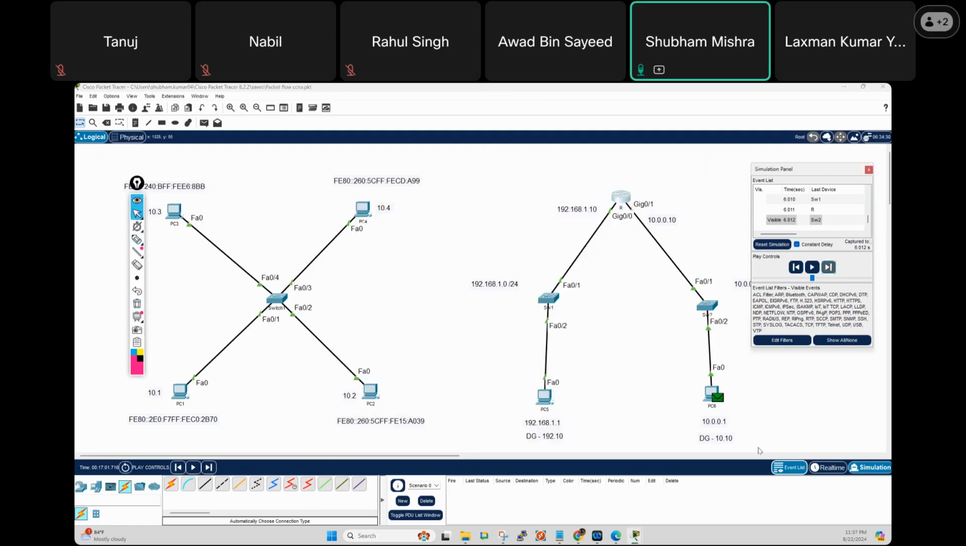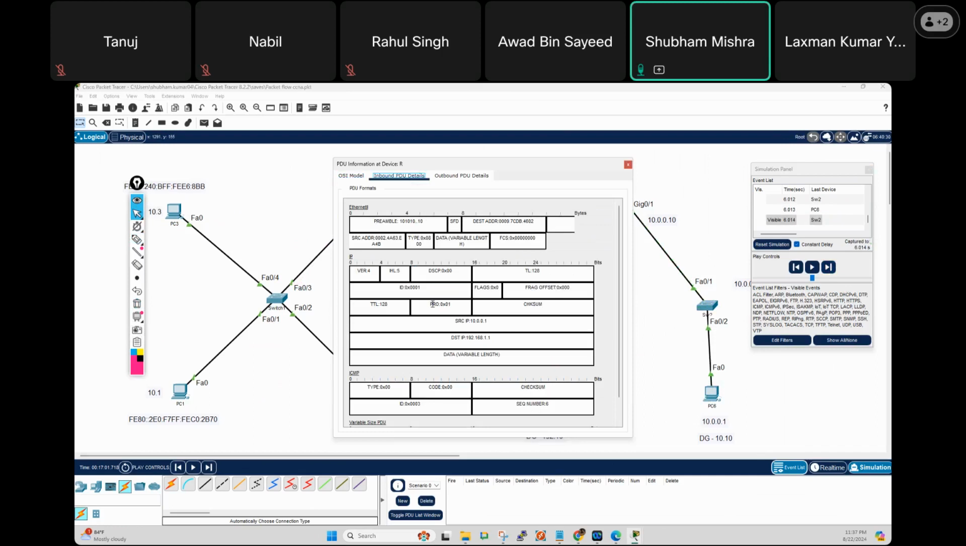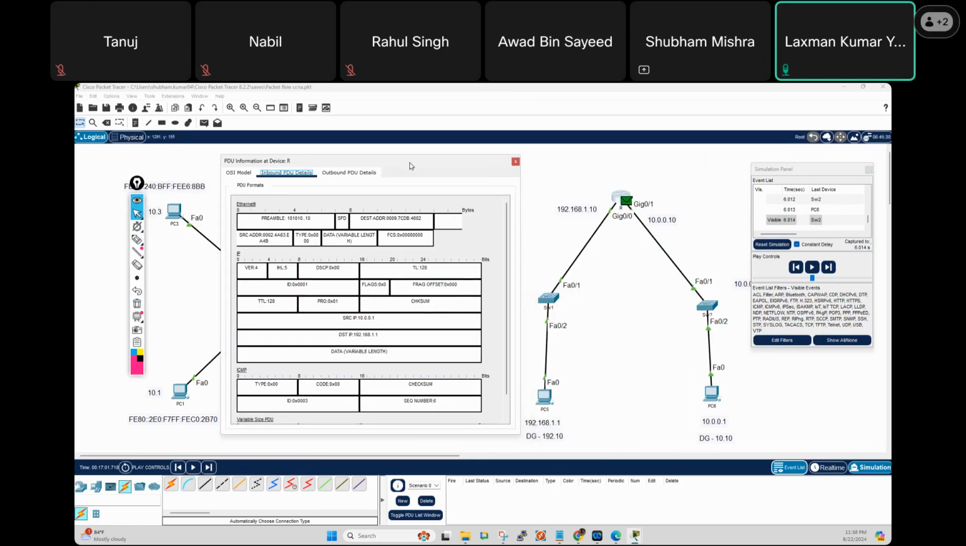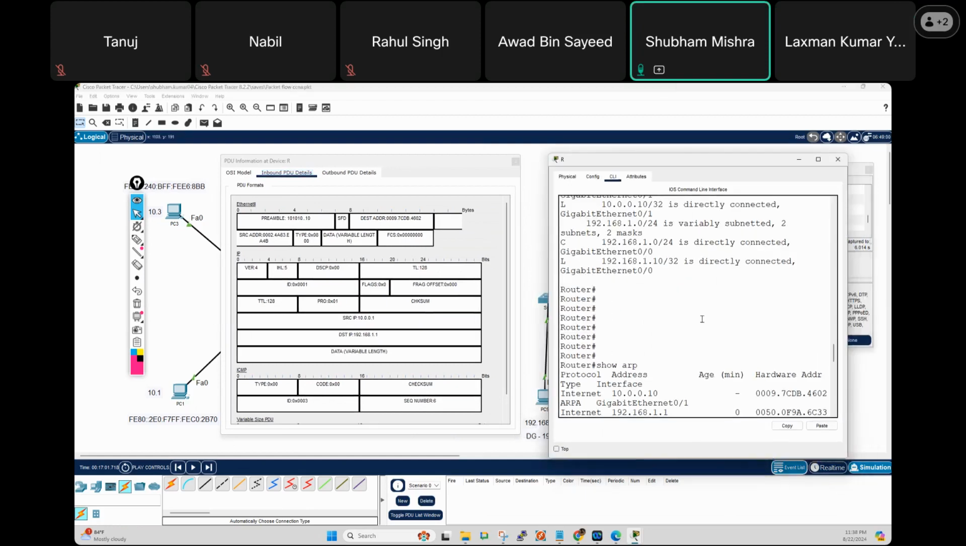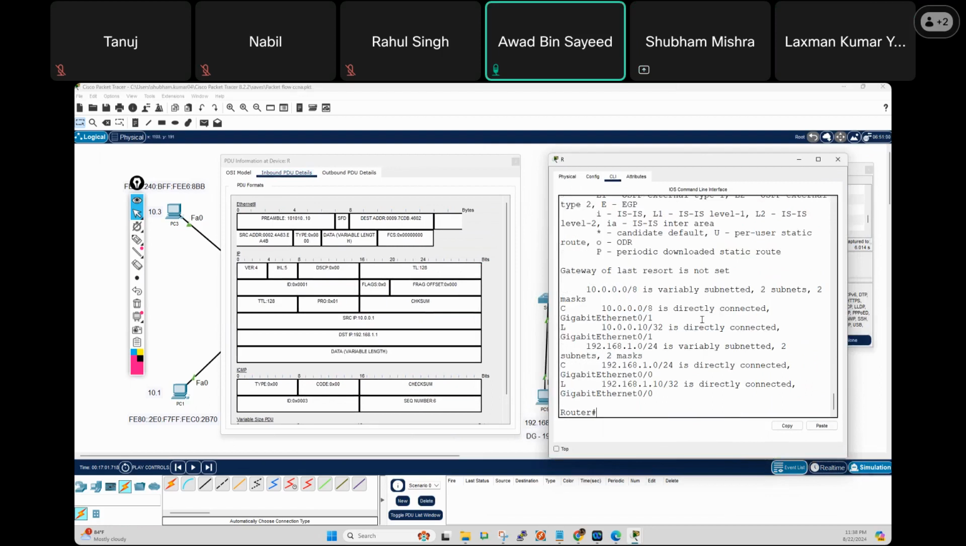Packet reaches the switch, forwards to where? Router. What will the router do? Router first of all opens this packet and checks what is the destination IP address. What is the destination IP address, guys? 192.168.1.1. This router opens which table? The IP routing table.